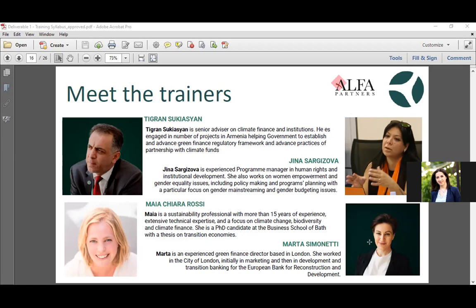Marta Simonetti, as I introduced, is managing director of Global Fields, which is a boutique consultancy specialized in green finance. And Marta has extensive experience of working with international organizations such as EBRD and climate funds such as the Green Climate Fund. And we are very happy that she agreed to join us today and talk about the scientific context of climate change.